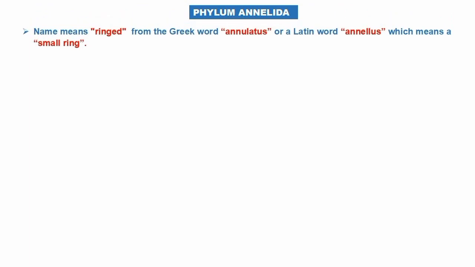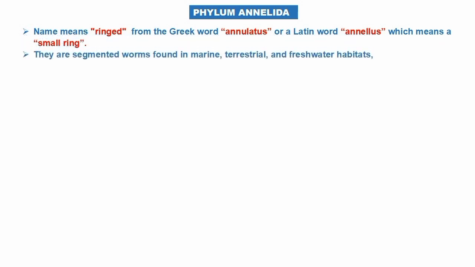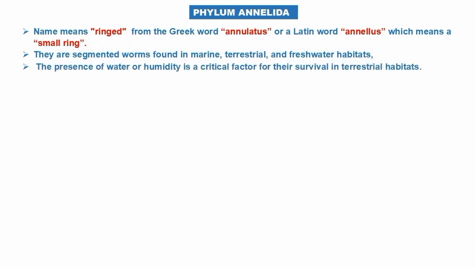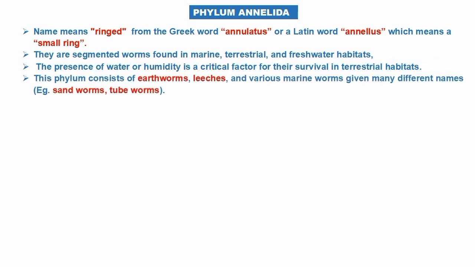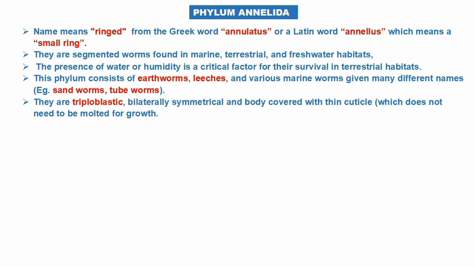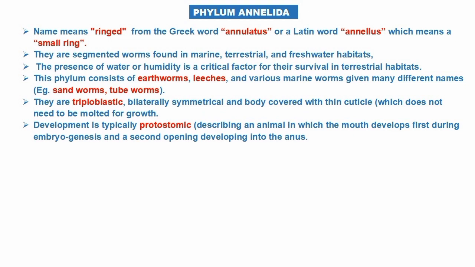Phylum Annelida. The name comes from the Latin word annulus, which means small ring. They are segmented worms found in marine, terrestrial, and freshwater habitats. The presence of water or humidity is a critical factor for their survival in terrestrial habitats. This phylum consists of earthworms, leeches, and various marine worms given many different names, such as sandworms or tubeworms.